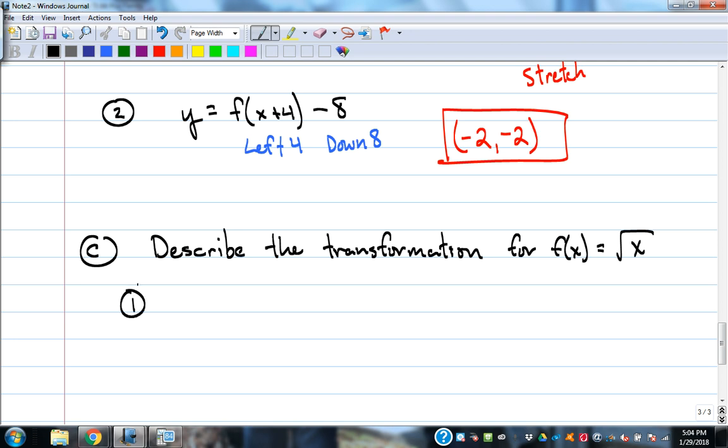Our first transformation that they're giving us the equation for is that y is equal to the square root of x plus 3, and then on the outside minus 6. What does that tell us is going on? So plus 3 tells us go left 3. The minus 6 tells us go down 6. Left 3, down 6. Describing that transformation.